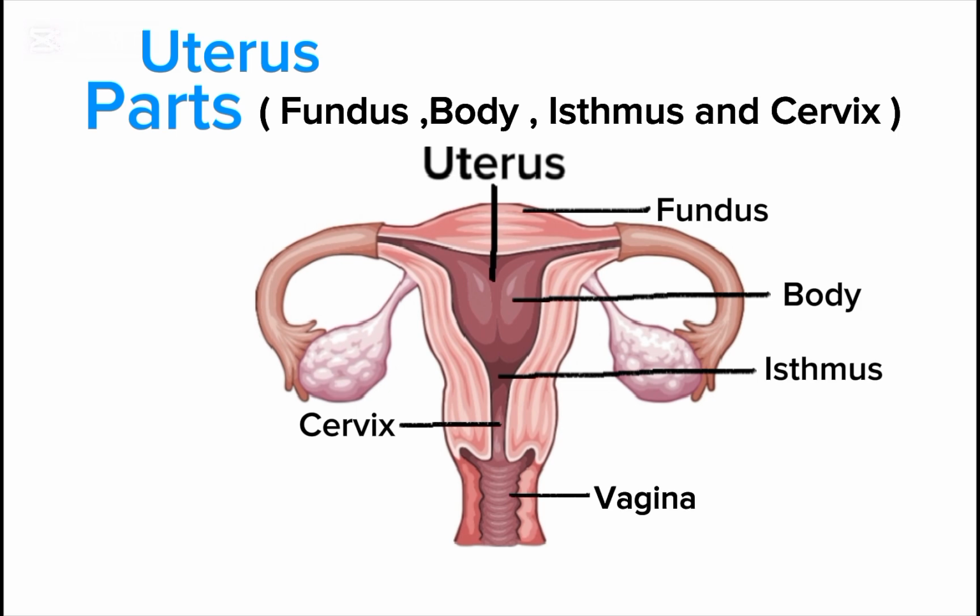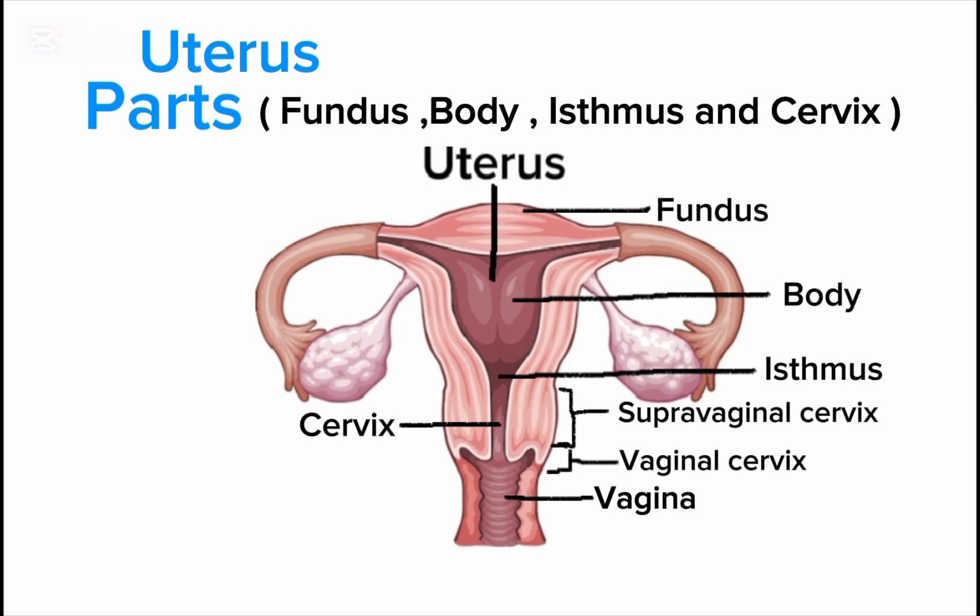It has two anatomical parts based on its relation to the vagina. Supravaginal part, that is above the vagina, and vaginal part that projects into the vagina. Cervix has two openings: internal os that opens into the uterus and external os that opens into the vagina.